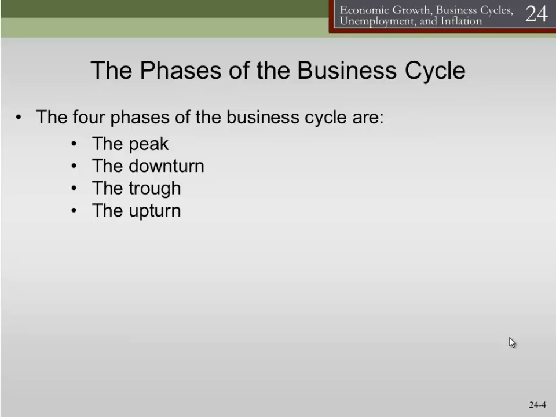So when we talk about a business cycle, we're going to break it down into 4 phases. We really think of a business cycle in terms of a wave, just like in physics. You've got a peak, trough, downturns, and upturns.